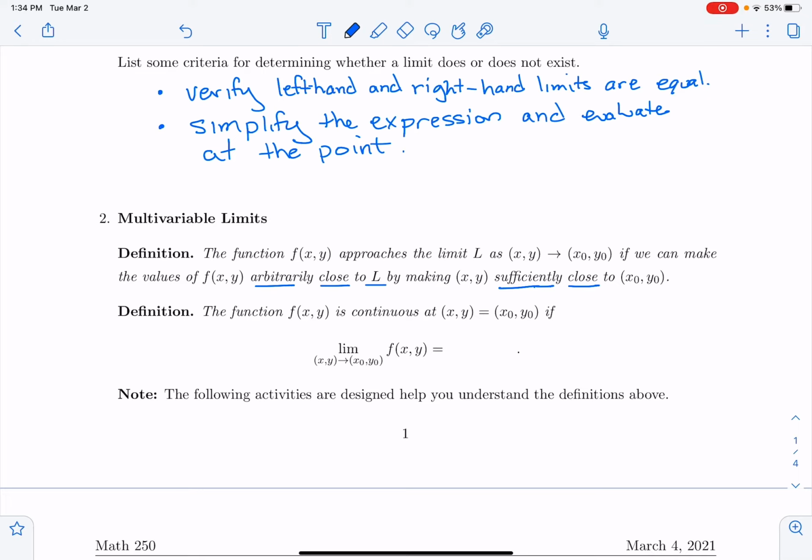So what we're trying to say is that if you were to give some sort of cutoff of how close f of xy needed to be to the limit, the limit exists if I can make the point xy close enough to the point x0, y0 so that f of xy is indeed close to L. And this is the same notion of limits that we had from single variable calculus.